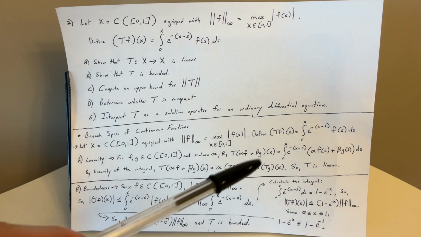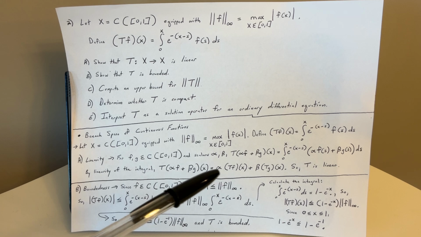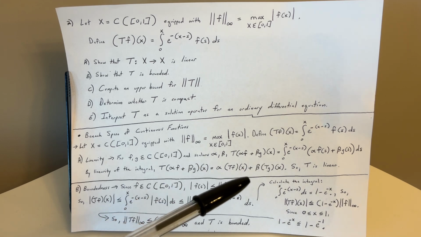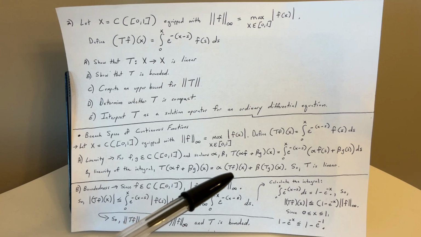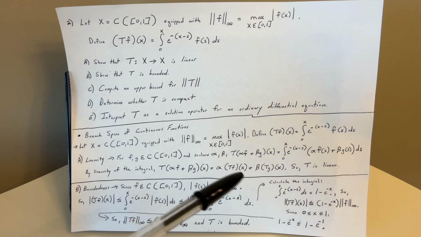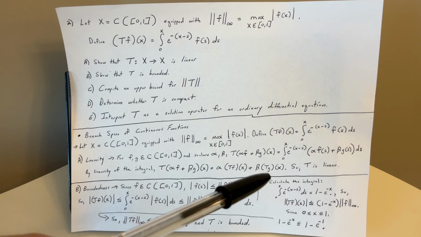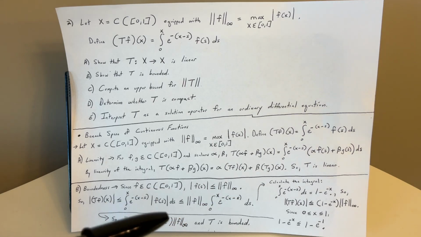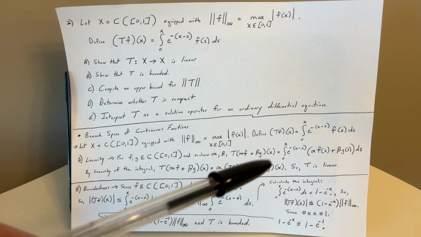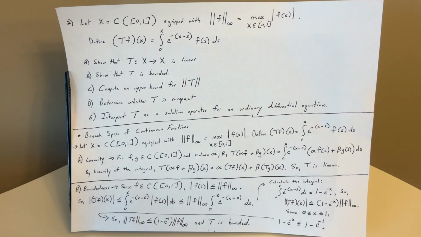plus beta T applied to g at x. So T is linear. Sorry about the background noise.